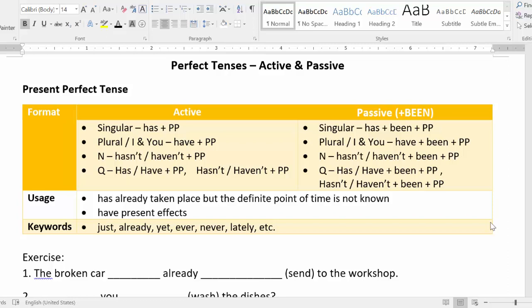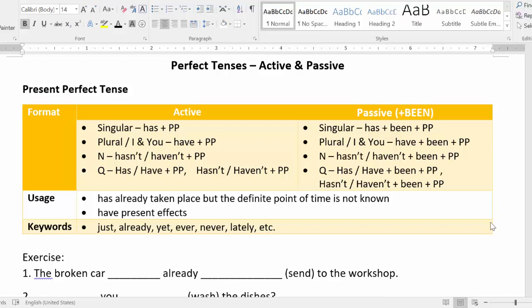Everyone, today I'm going to talk about tenses. Okay, so we'll start from perfect tenses first, which are present perfect tense and past perfect tense. I hope that you have read through the notes and completed your work before you watch this video. This video is for you to have a better understanding of these tenses.